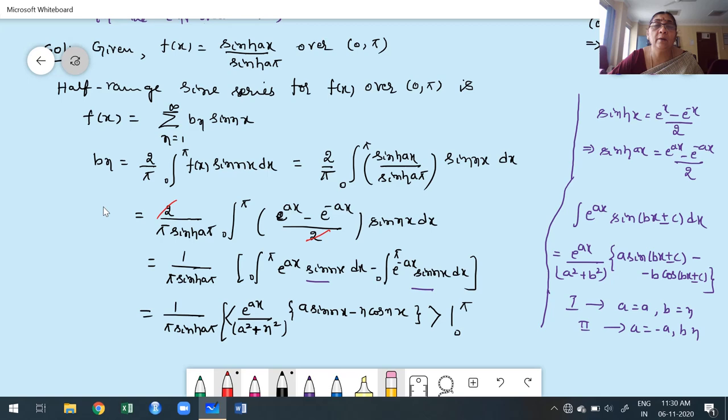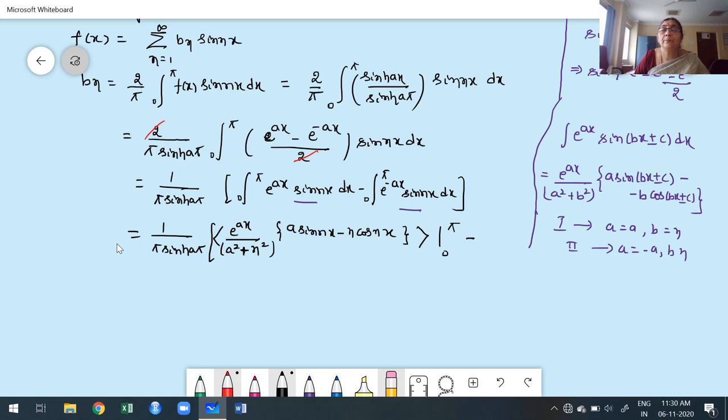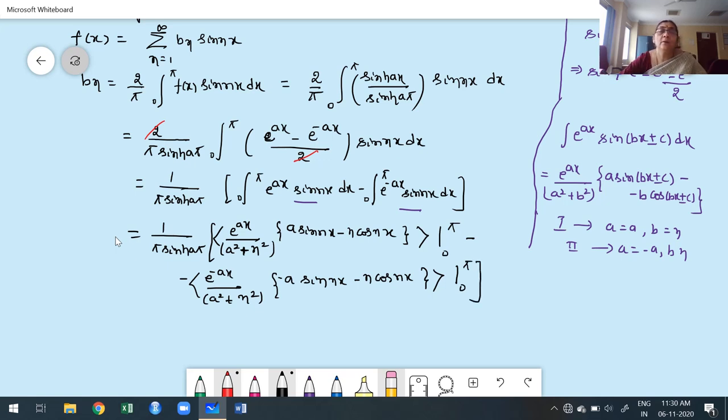Next, similarly we go for the second term with the same formula: minus e power of minus ax divided by (minus a) whole square plus n square. What is minus a whole square? A square only. So a square plus n square, of [minus a sine nx minus n into cos nx], with limit 0 to pi. Now, I think it's clear.